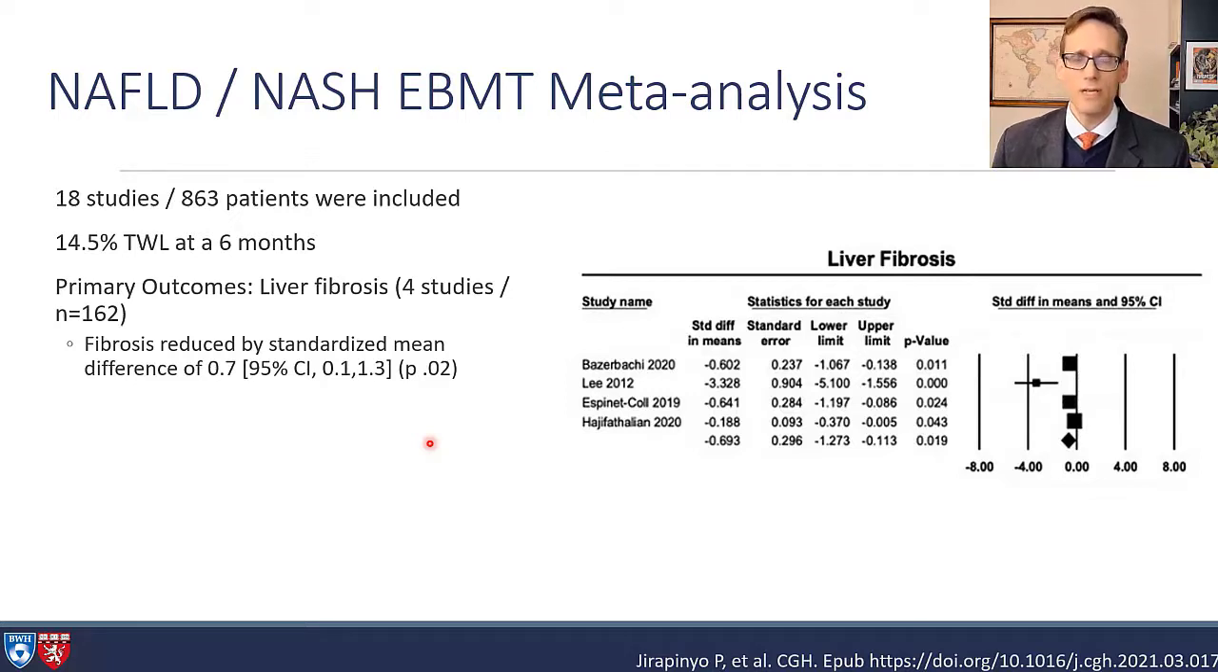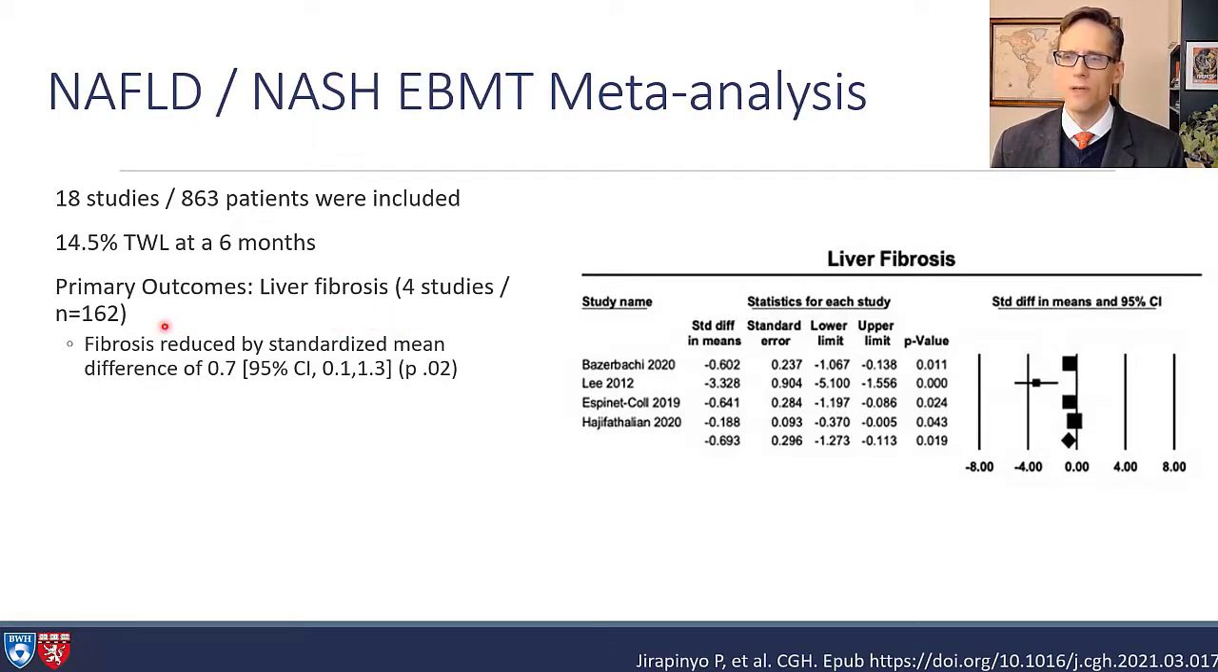Additionally, we mentioned NAFLD and NASH a few times. This is a meta-analysis from our group looking at the effect of all EBMTs across the board on liver disease. And we found 18 studies that looked at this, including balloons and suturing and whatnot. And there were 863 patients total. And across all these different technologies, they got about a 14.5% total weight loss at the 6-month mark that they were looking at. And primary outcome here in this meta-analysis was liver fibrosis.